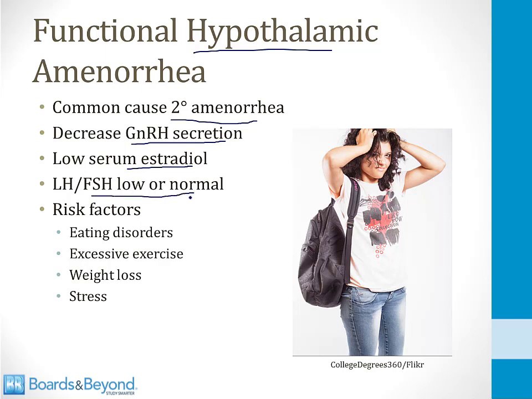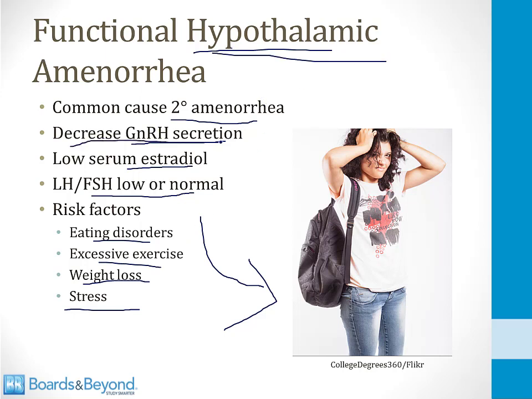This often occurs in women who are under a great deal of stress. It also occurs in women with eating disorders or women who exercise excessively, or sometimes women who lose a significant amount of weight. And this is a picture of a stressed out college student here on the screen to remind you of the type of person who often develops this condition. And the key thing to remember for step 1 of your boards is it's going to be a younger woman who stops menstruating under a great deal of stress. And you want to remember that the problem starts in the hypothalamus with decreased GnRH secretion. And that concludes our video on hypogonadism.